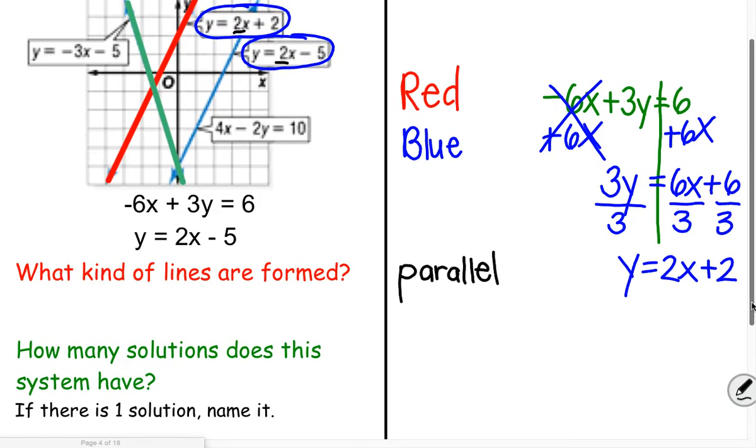How many solutions does this system have? So how many solutions do parallel lines have? Well, parallel lines never ever touch each other, so they never ever intersect. So there are no solutions because they never ever touch each other. So you're really thinking about intersecting lines touching each other once. So that's why there was one solution. Parallel lines will never touch each other, so that's why there are no solutions.